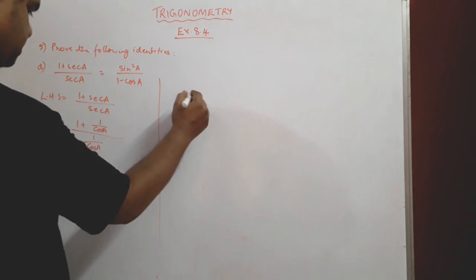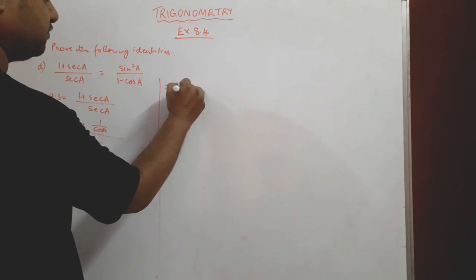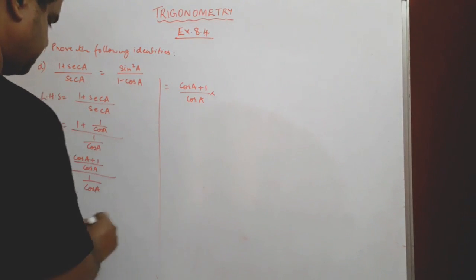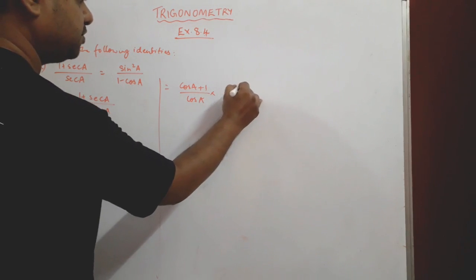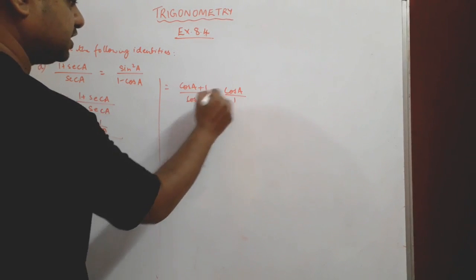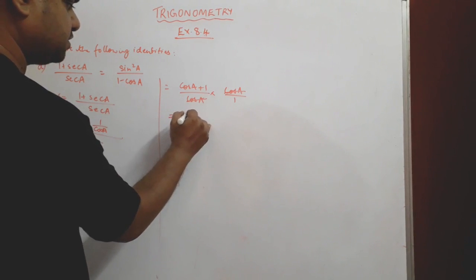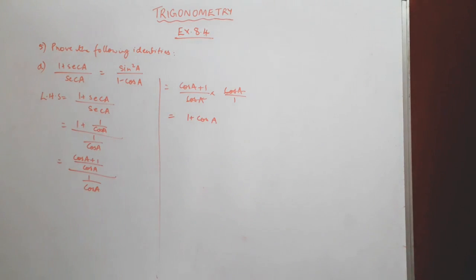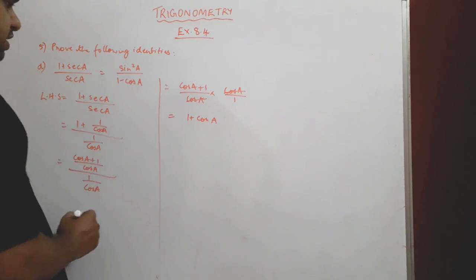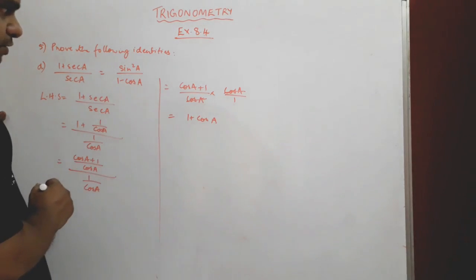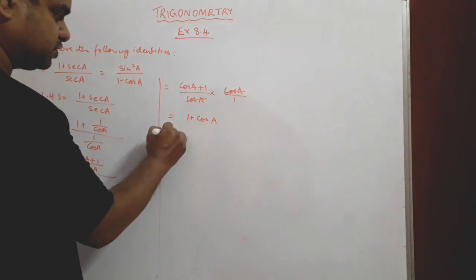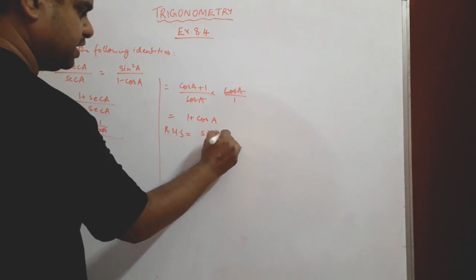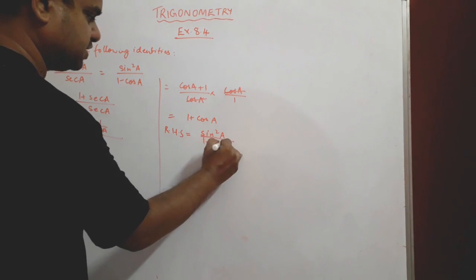We put this down over here, convert it to multiplication form, we will get cos a plus 1 upon cos a multiplied by, what is the denominator now will become the numerator, and numerator will become the denominator. Cos a cancels, we get 1 plus cos a. Okay, now this is our left hand side. This is definitely not equal to right hand side, but we'll solve for the right hand side as well. So right hand side equal to sin square a upon 1 minus cos a.